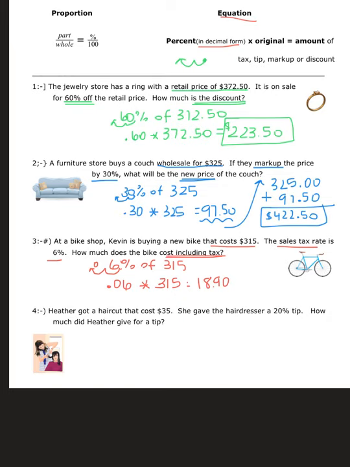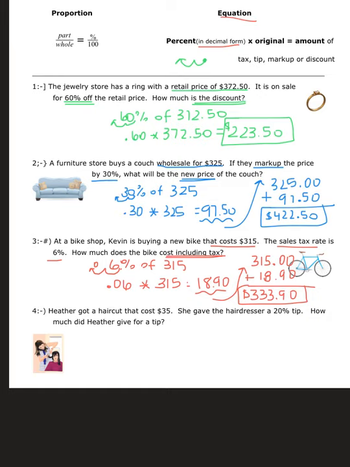Now, $18.90 represents the amount of tax. The question wants to know what's the cost including the tax. So we're going to have to take that amount and add it with the $315. And when we do that, we end up with $333.90. That's going to be the cost of the bike, including the tax. So Kevin better have enough money, not just $315 to buy the bike.